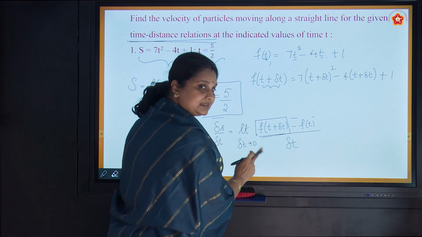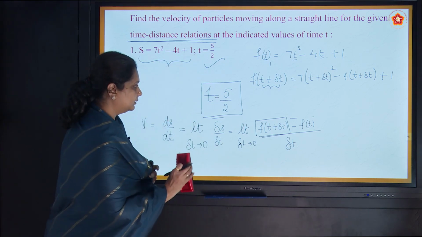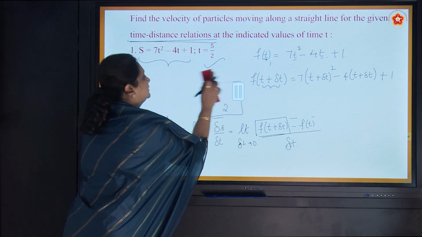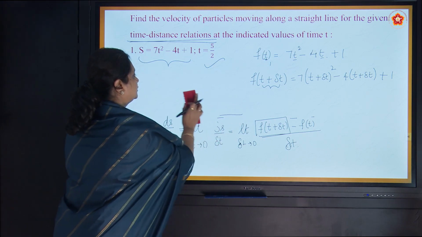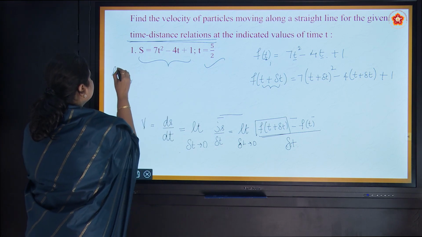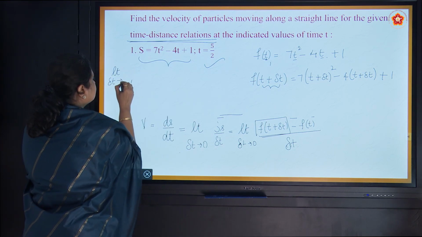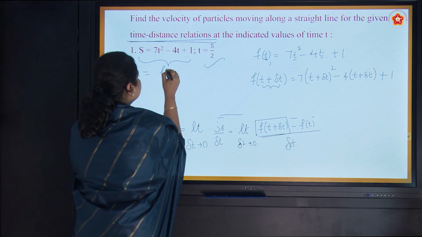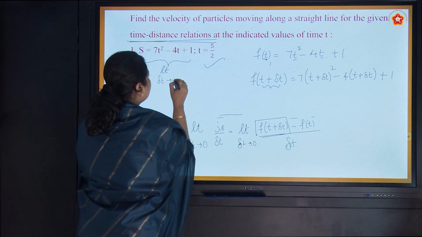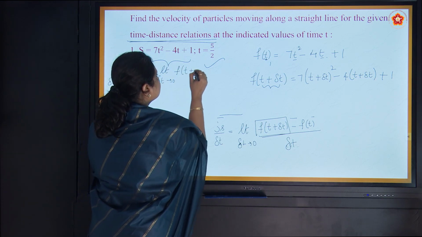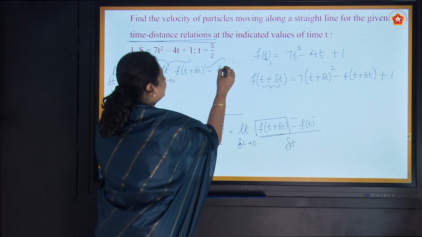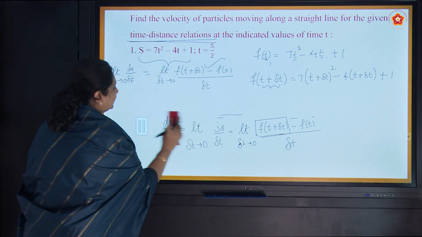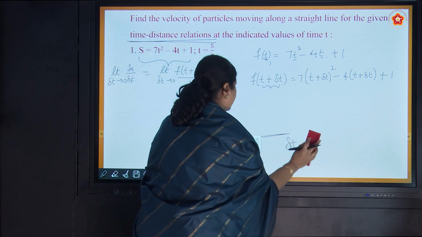So let me replace it here in the formula. Now it's quite difficult for me to continue here. I'll put this here and then I'll continue. I need the entire board. So let's put this function here. Limit delta t tends to 0. Our delta s by delta t is going to be limit delta t tends to 0, f of t plus delta t minus f of t by delta t. Okay, let me now erase this. This is our velocity that we are going to find out.